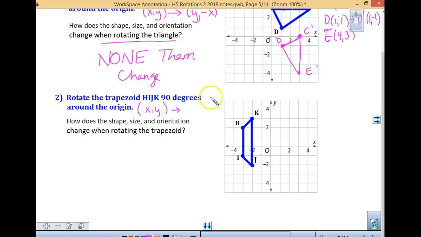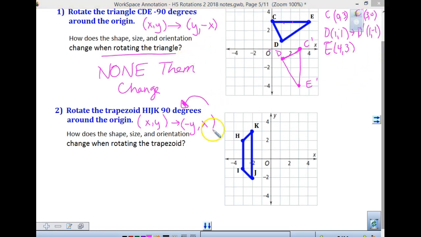Which way would the 90 go? 90 is telling us counterclockwise, right? So I put that arrow. That tells me that the first one is not going to be Y, but negative Y, comma X. Because when it's 90, either clockwise or counter, it always has to switch to the opposite.